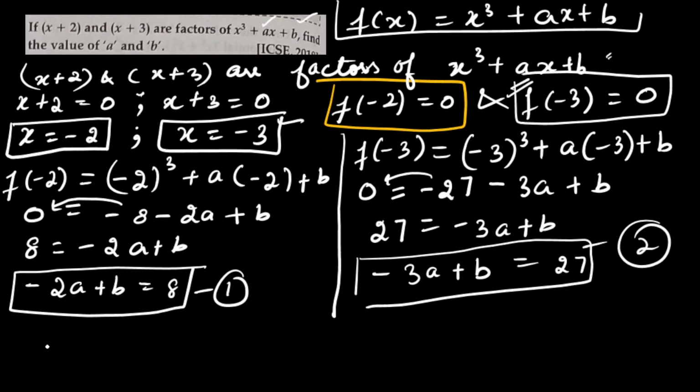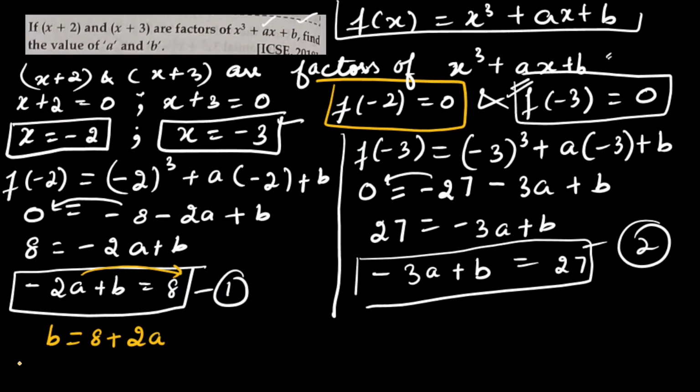See, from the first equation, I am just finding the value of b. So 2a I'll shift to the other side, so that b will be left here. So 8 plus minus 2a, when we shift to the other side, becomes plus 2a. So I have found the value of b from the first equation, written in terms of a. So b is equal to 8 plus 2a. This value we will be substituting.